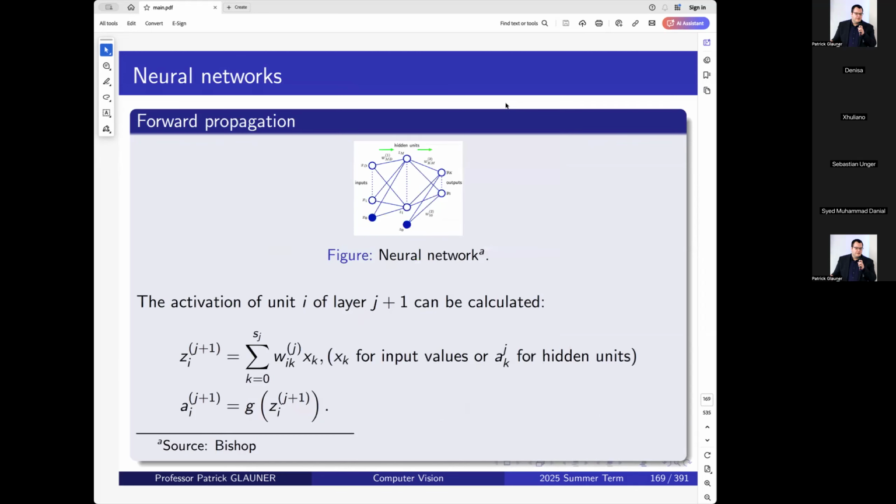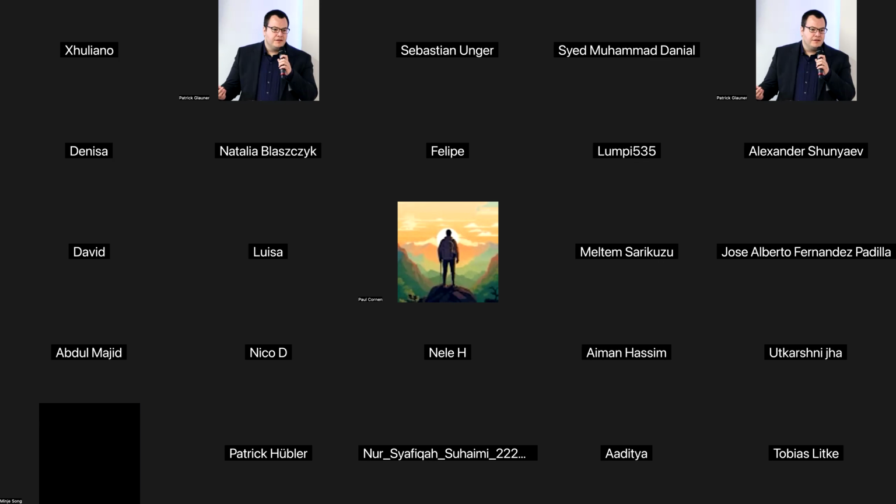And now, how do these computations work? For this, I have a slide, but we will develop this now step by step on the whiteboard, and we will look together at how neural networks work.